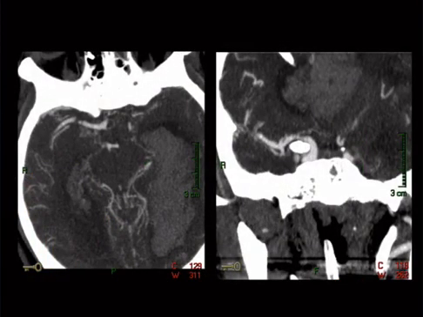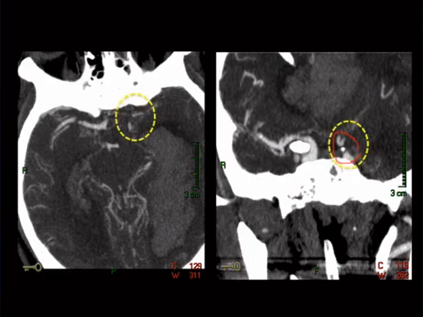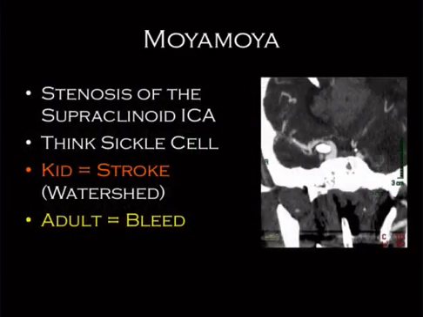The next step could provide you with this, CTA. Remember what moya has. Moya has this. It has ICA, proximal ICA, supraclinoid, I see a high-grade narrowing or occlusion. And it also has this, a, quote, puff of smoke appearance on angiography. So think about it like this. You've got high-grade stenosis. It's occurring slowly over time, and because of that, you're recruiting lots of collaterals, but they're abnormal tangles of vessels, so they're prone to bleeding.